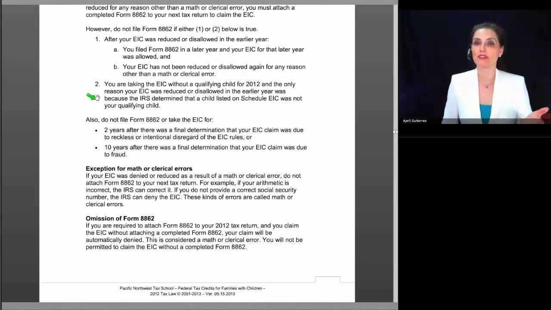So let's just suppose in the earlier year you claimed a child that you're not allowed to claim. The IRS disallowed that child. This year your income is low enough that you're qualifying for the earned income credit without a qualifying child. IRS says please don't attach 8862 because you're not trying to claim a qualifying child. You're just trying to claim yourself, and we've never disallowed that before.